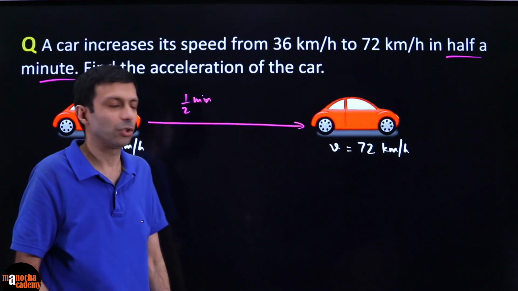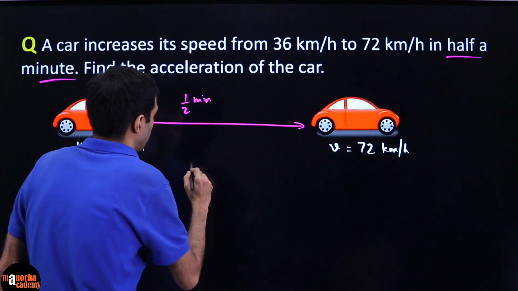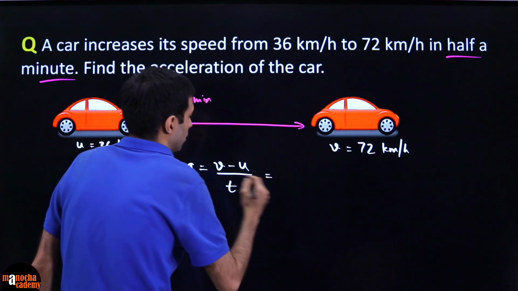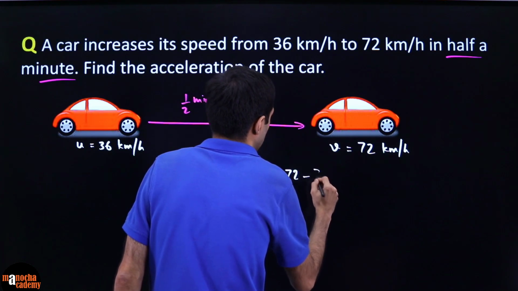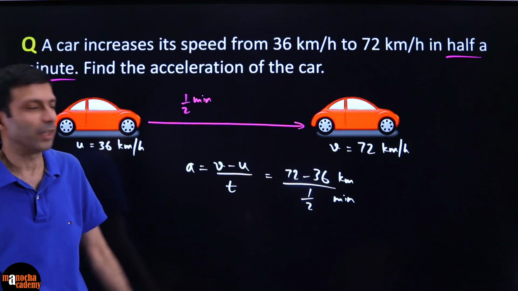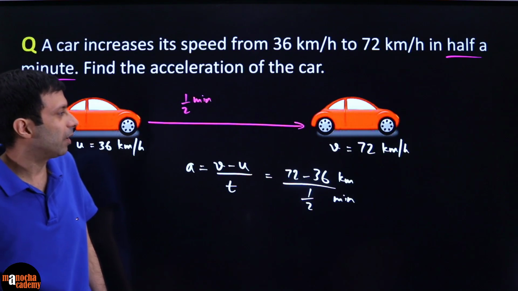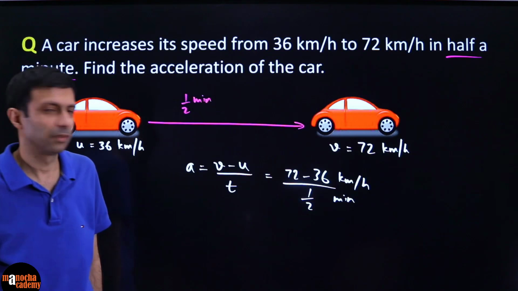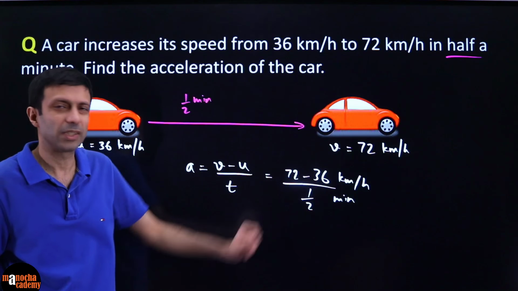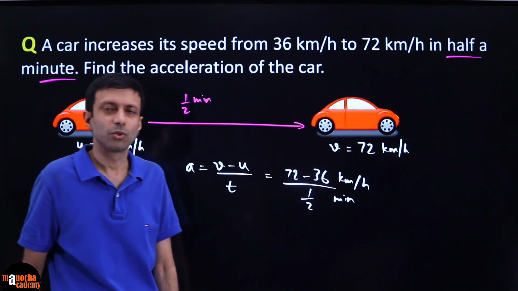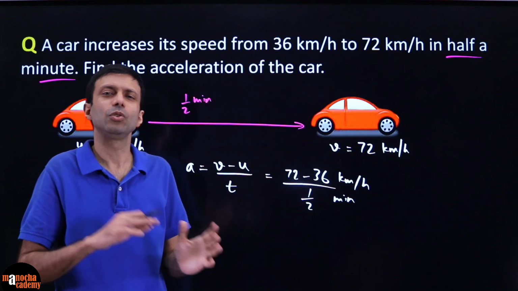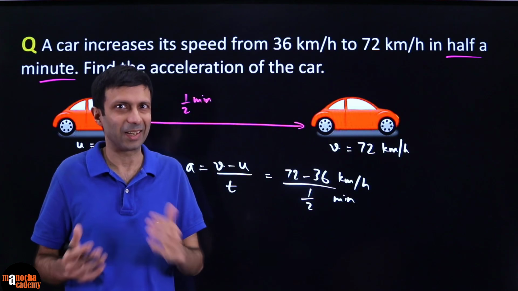Okay. Now what do you guys do? If you guys apply the formula, A equals V minus U by T. So final velocity is 72 minus 36 divided by half a minute. But you can see we are getting some weird units, kilometers per hour per minute. This isn't looking good, right? So what do we need to do? These units are very, very confusing. So when you have this kind of situation, like you have some kilometers per hour, you have something in minutes, usually best to convert everything into SI units and get the answer.